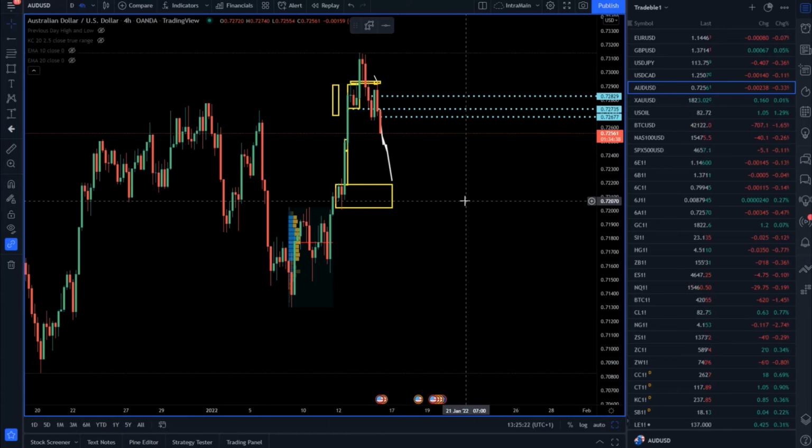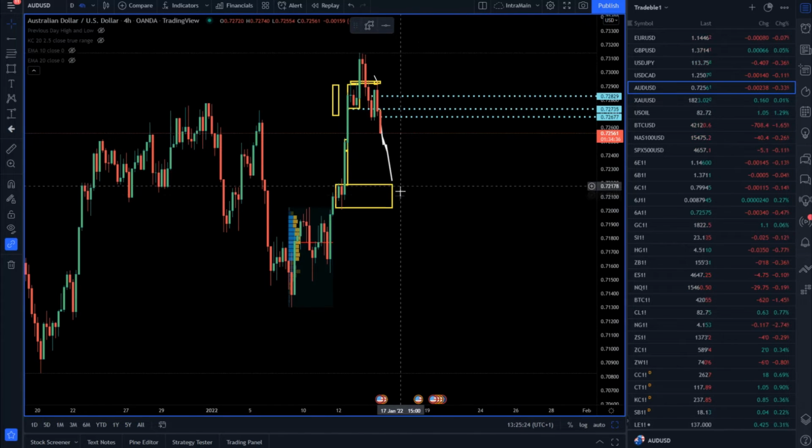It depends on the news and lots of factors, but for now it's looking like we are heading towards the 0.7210. So watch for selling opportunities on the rallies or continuation patterns on this one.